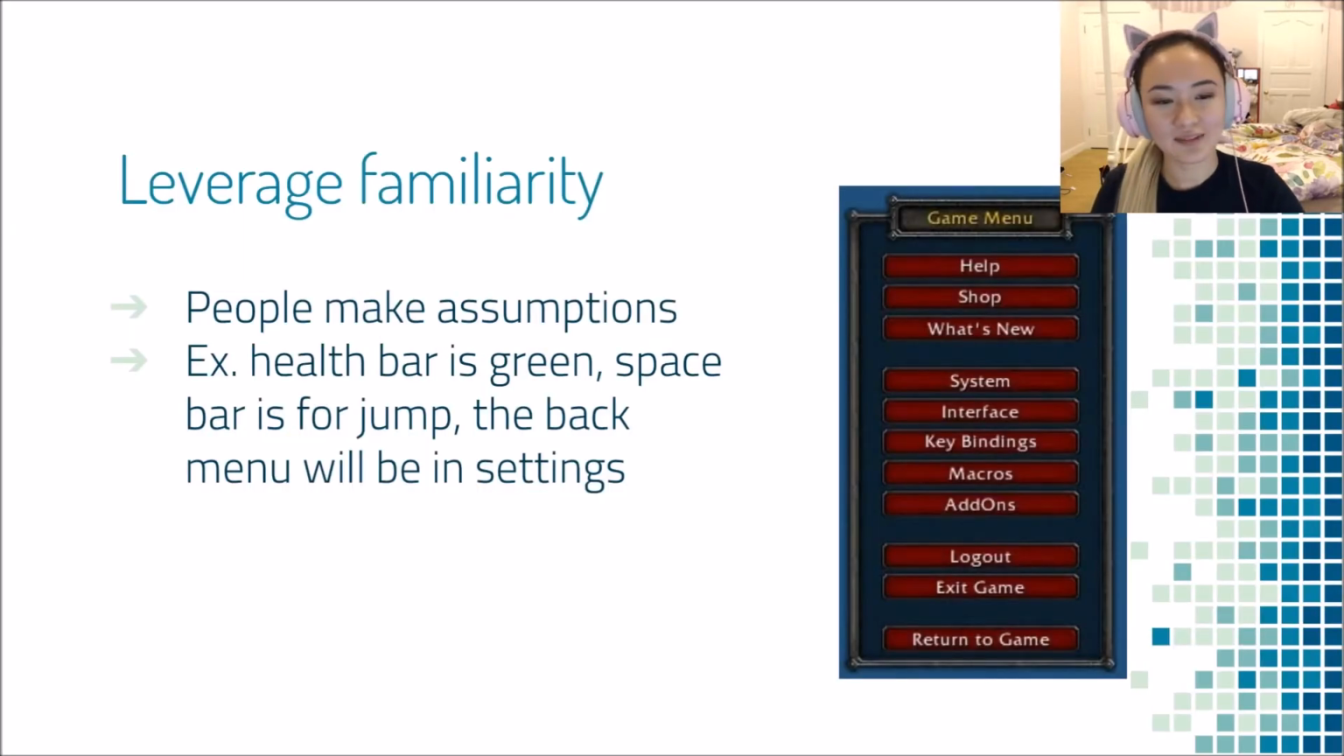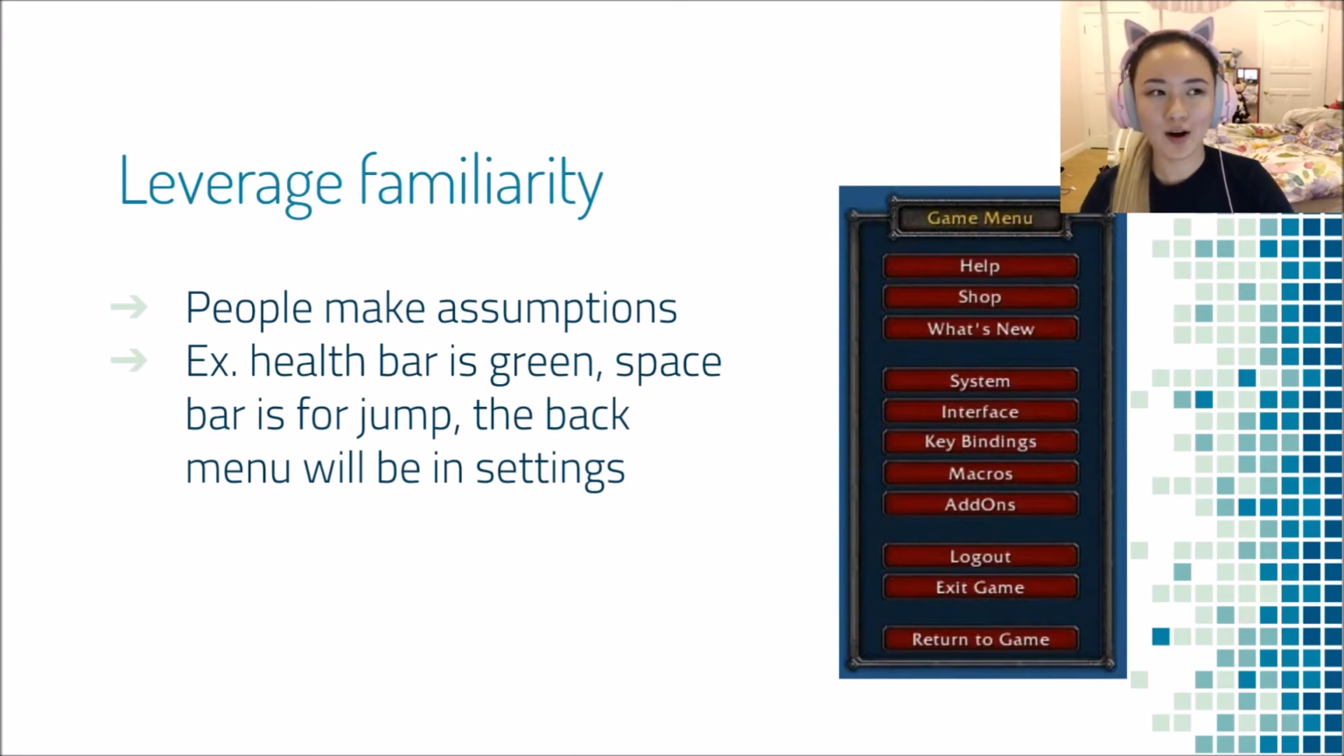Leverage familiarity. People make assumptions, so you can use assumptions to your benefit. People generally assume, for instance, that the health bar is green, the space bar is for jump, and the back button will be in settings. Or, as another example, the save button will be in settings, right? So if you're trying to save the game, you would expect to look in settings to find the save button, or possibly a save checkpoint.